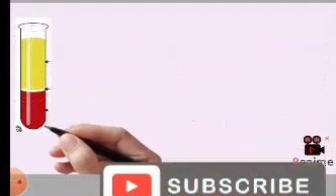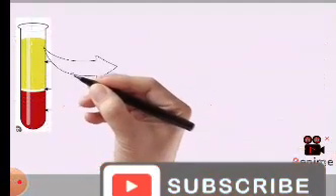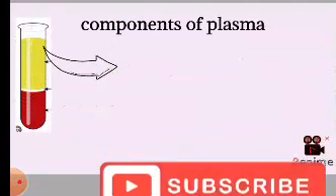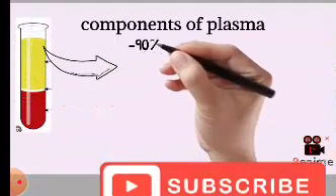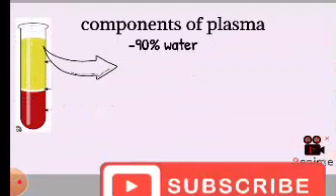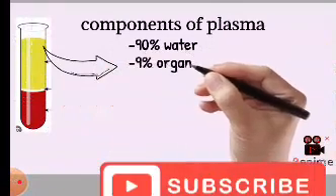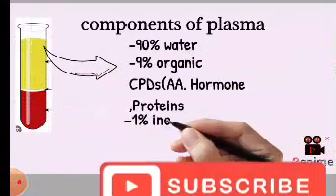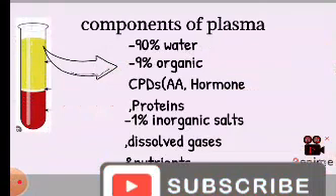First, what are the components of the plasma? This 55%, the yellow part, we call plasma, and this plasma contains different components. From these components, 90% is water, and the other 9% is organic compounds like amino acids, hormones, and proteins. And the other components of the plasma, around 1%, are inorganic salts, dissolved gases and nutrients. So those are the components of plasma.